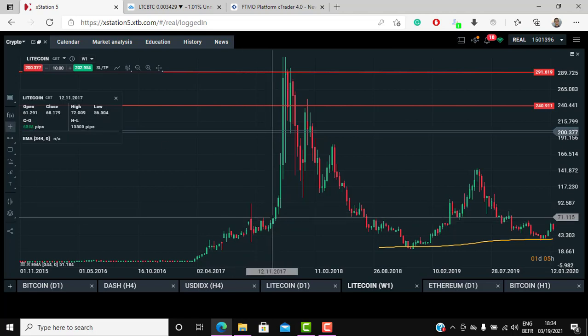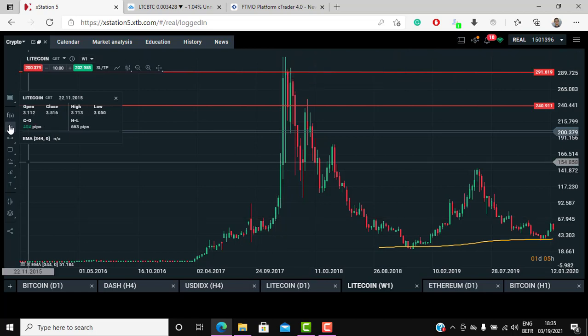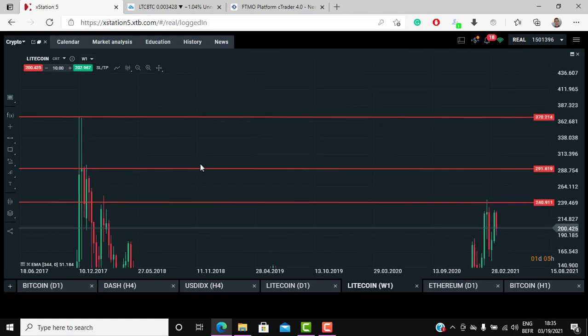So here we were testing the highs pretty much like we are doing right now, and then we had a 300% move in 1 month. In 4 weeks we had a 300% move to the upside. So keep in mind that we could see one of these parabolic moves if we take the all-time highs right now. In my opinion, Litecoin is very lagging.